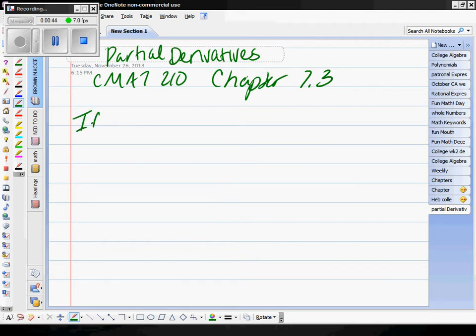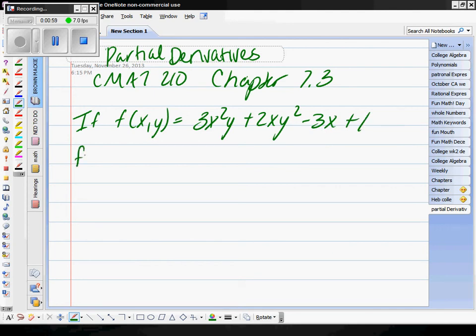So let's say f of x, y equals 3x squared y plus 2xy squared minus 3x plus 1. And I say find the partial derivative of x. So that means we keep the y's as constants, but we find the derivative of all the x values pretty much. So if I'm looking at this, derivative of 3x squared would be 6x, and then we'll still multiply by y, right?